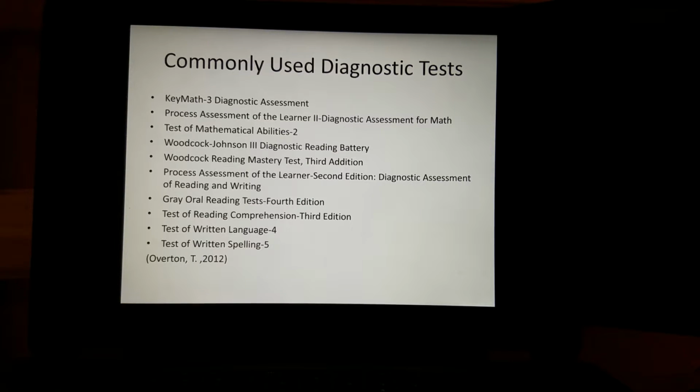Test of Written Language, 4, has 3 composites: overall writing, contrived writing, and spontaneous writing. Individual administration is best, but it could be given in small groups. And the Test of Written Spelling is a standardized spelling test for 6-year-olds through 18 and 11-month-olds. You can use an additional or alternate form to measure gains following interventions.